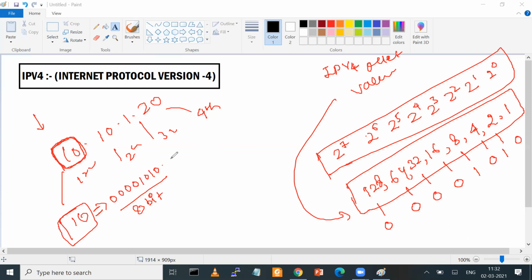Again, there is 10. If I convert this into binary, what will it become? 0 0 0 0 1 0 1 0. So this is my second octet. Now it has become very easy to understand why we call it an octet, because it has 8 bits.